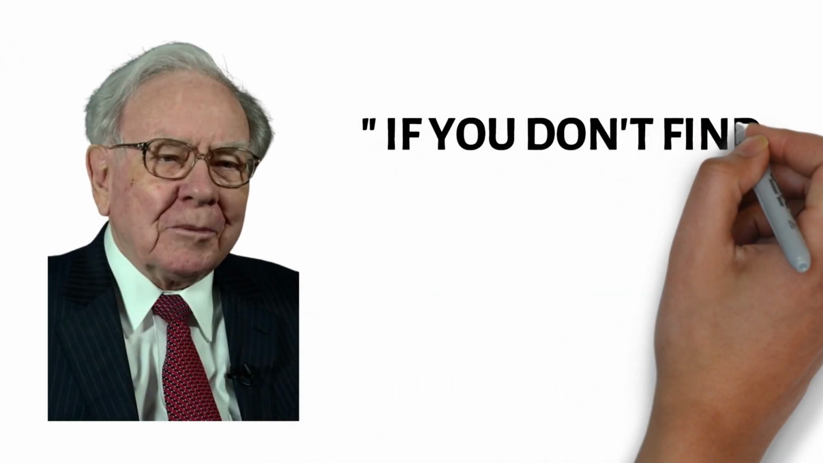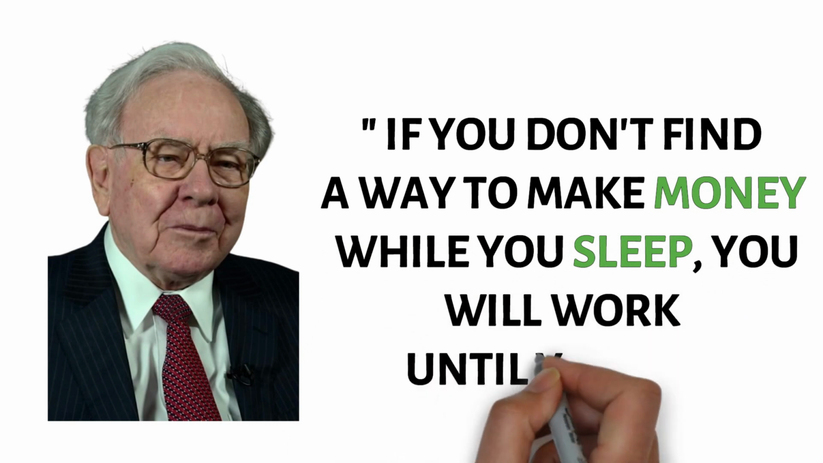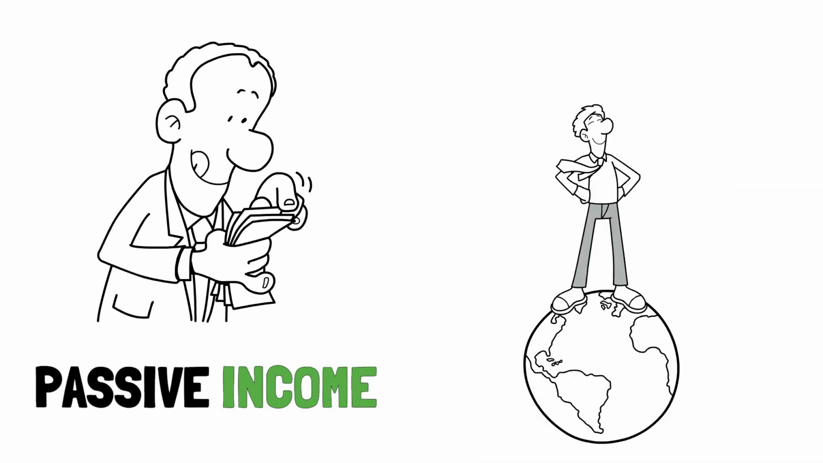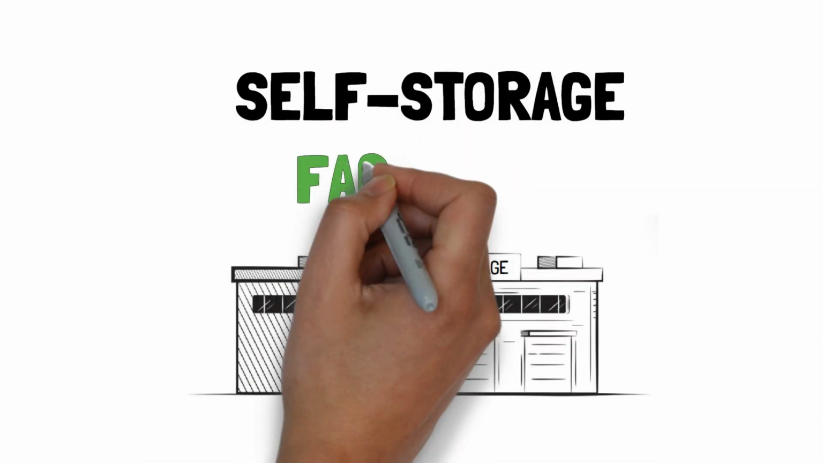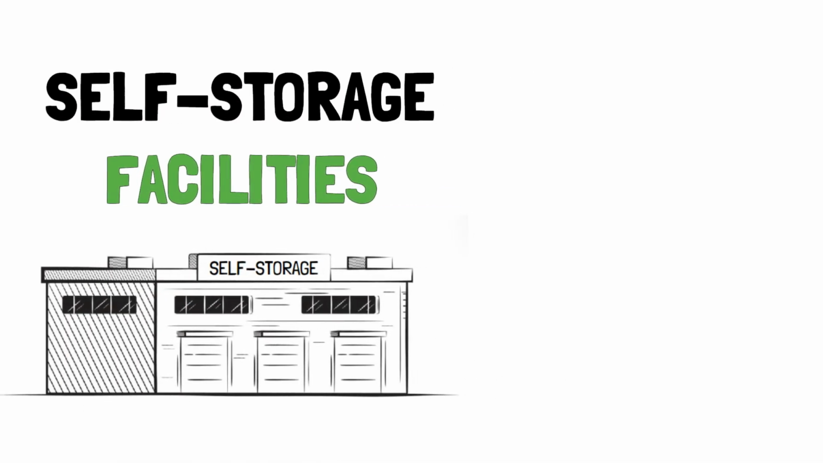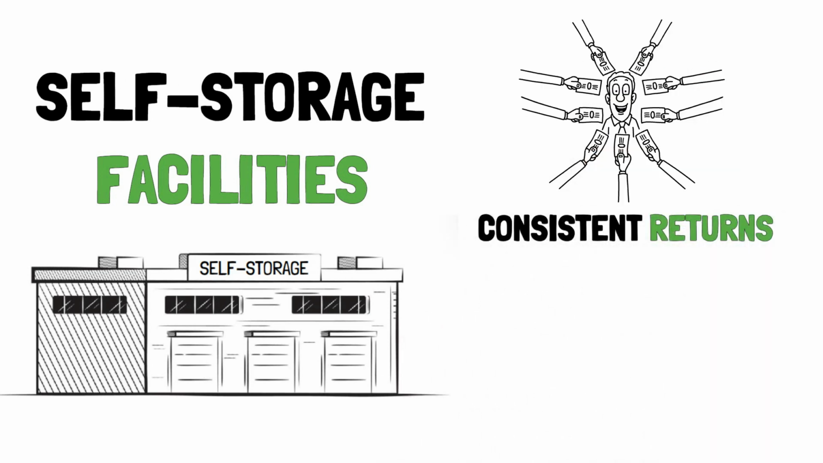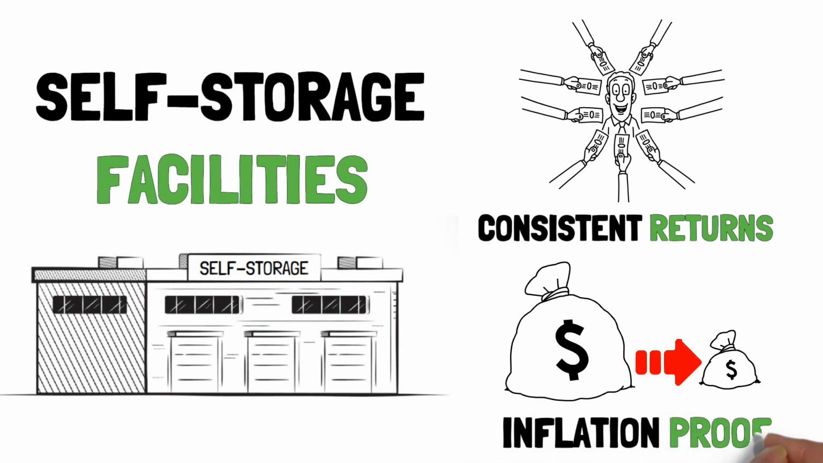Legendary investor Warren Buffett said, "If you don't find a way to make money while you sleep, you will work until you die." This means we need to find ways to produce passive income, the ultimate path to financial freedom. One of the best opportunities for creating a stream of passive income is investing in self-storage facilities. It's a low-risk investment that can generate consistent returns while also offering protection from inflation.